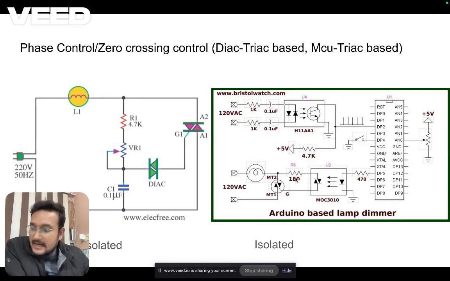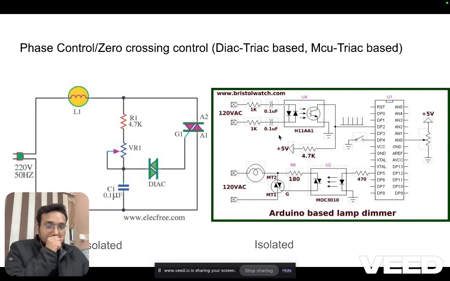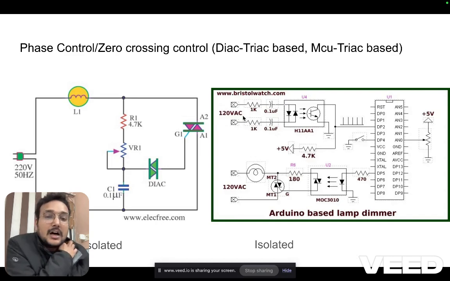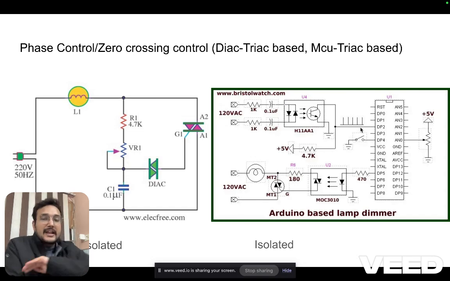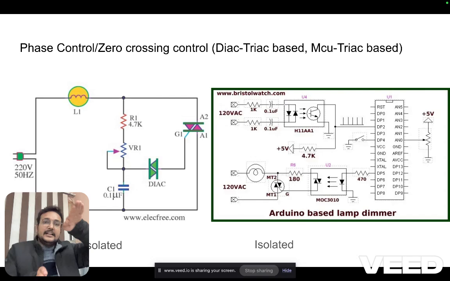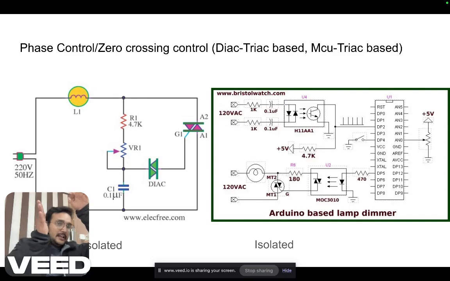There you have seen two isolators. One is an optocoupler and another is an optoisolator. This optocoupler H11AA1 is used to detect the zero crossing. Whenever the sine wave passes, whether it is rising or falling, it detects both the points. Once it is rising, it will give you one pulse. At the falling edge, it will give you another pulse. So these two pulses will get recorded in the MCU.